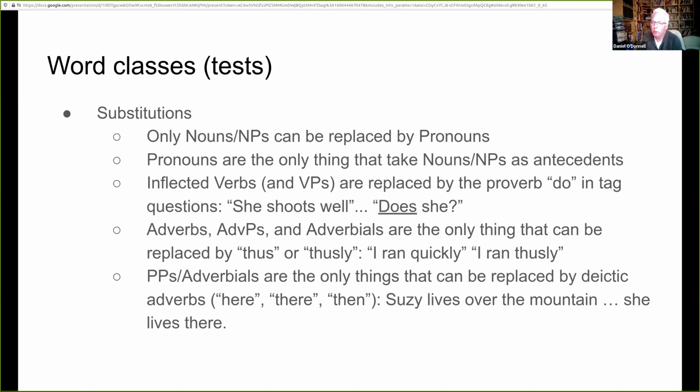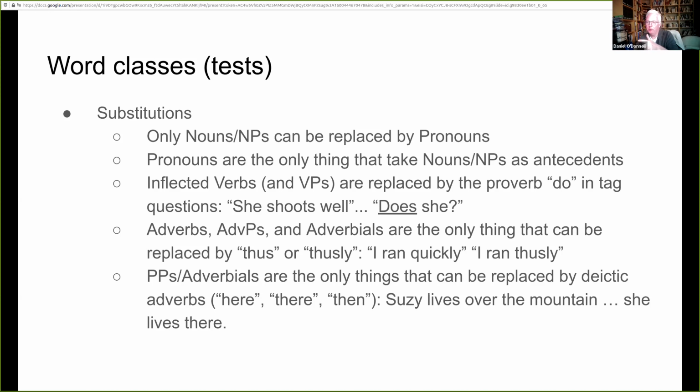One of the reasons why they're so powerful is they are purely syntactic tests that really draw on your speaker intuitions. So only noun phrases and nouns can be replaced by pronouns. We've used this a dozen times already in this lecture. Here's the flip side of that. Pronouns are the only things that have antecedents like this. So in my section, for example, we were looking at what is hers as opposed to her. So if you say her book, her is a personal pronoun in the possessive case.